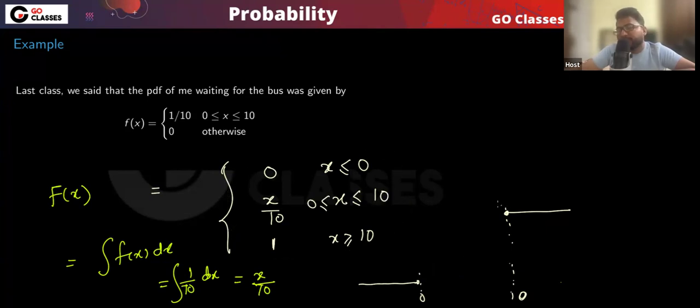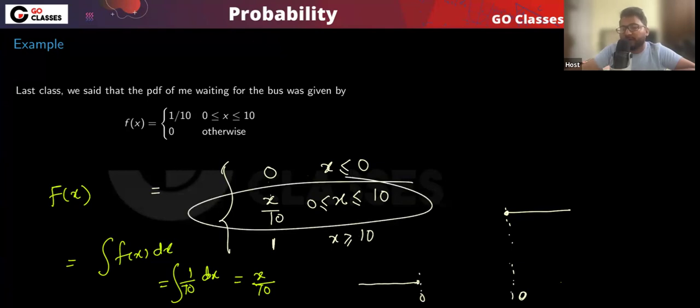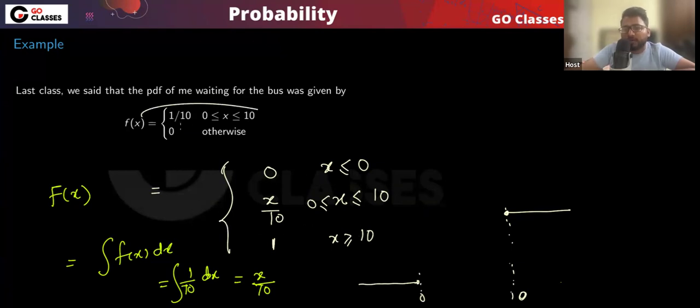Wherever the density is, it will be there. Before the density, it will be 0. After the density, it will be 1. Wherever the probability density is non-zero, at that point your CDF will be defined. This seems like a straight line, so it will be something like this, right? So this is the sketch of CDF.